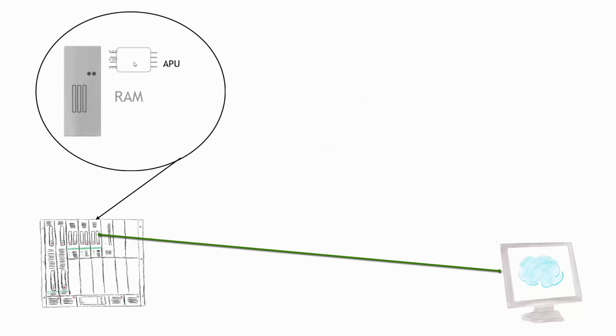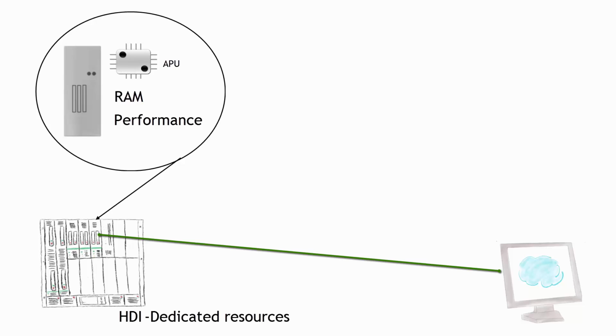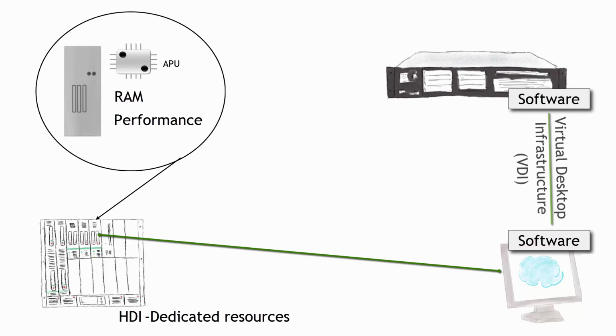They're combining the CPU and GPU into an APU, adding RAM and giving you a whole bunch of performance. That's HDI, dedicated resources, 180 of them, I think, fit in that bad boy.